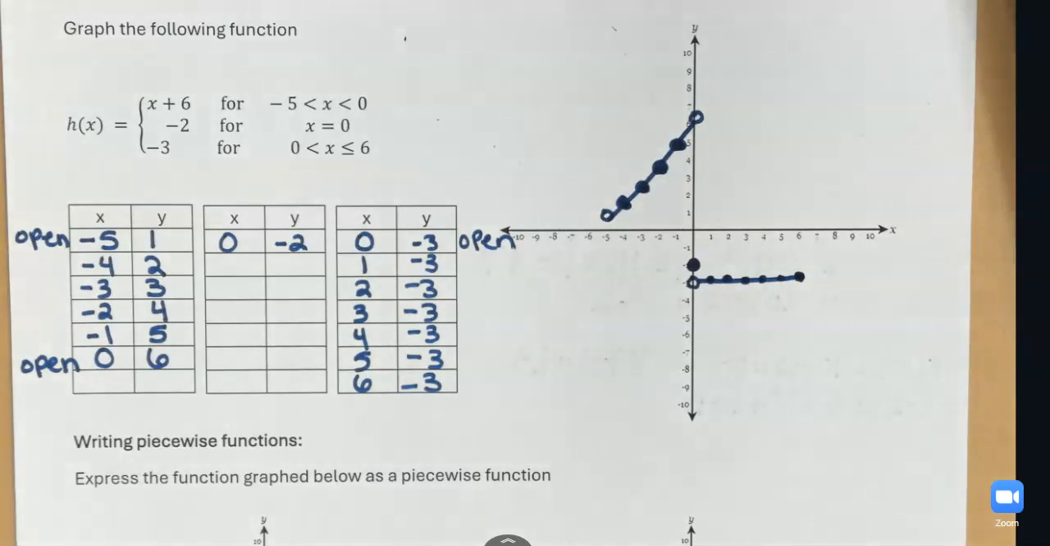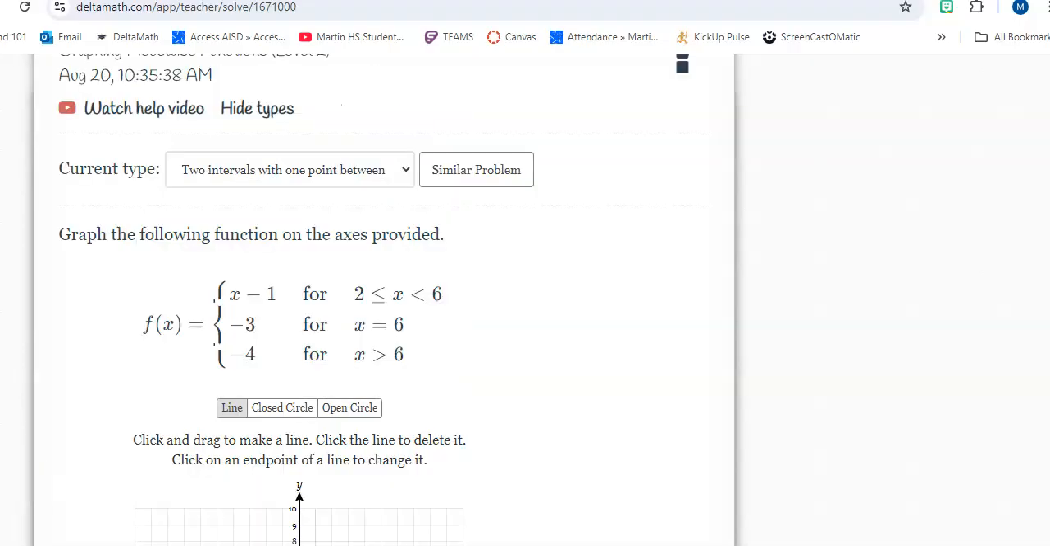So quickly, I want to show you what this is going to look like on your Delta Math homework. Okay, so this is what a problem would look like for you on Delta Math. You've got your 3 intervals here. So starting with this first one, x minus 1 for this interval. So I'm going to have a closed circle here, open circle here.